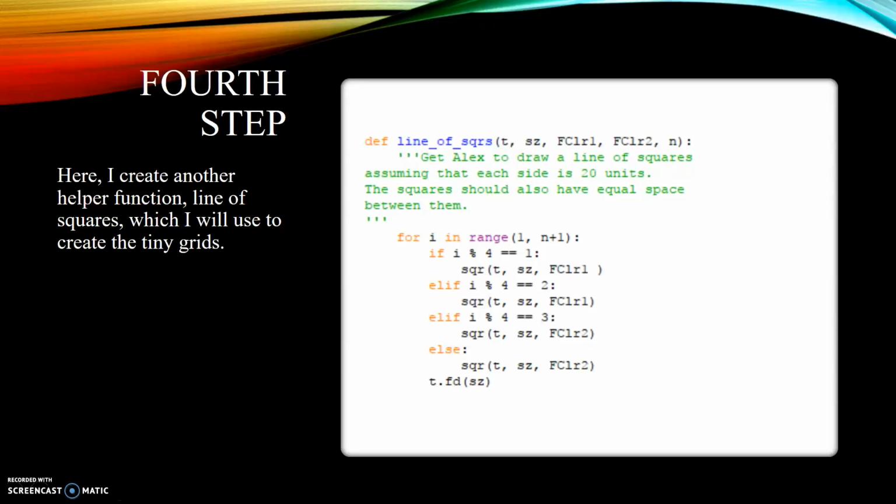The fourth step, we're defining line_of_squares, and this is another function. I'm using this to get the turtle to draw a line of squares.